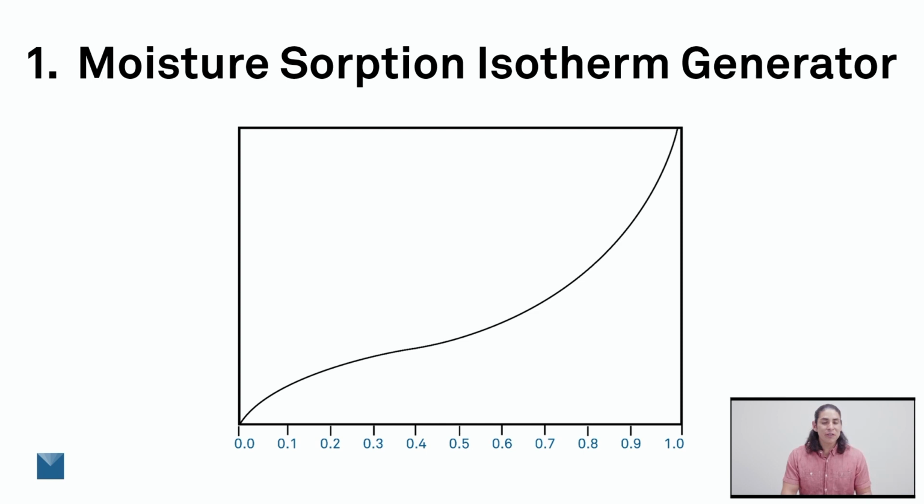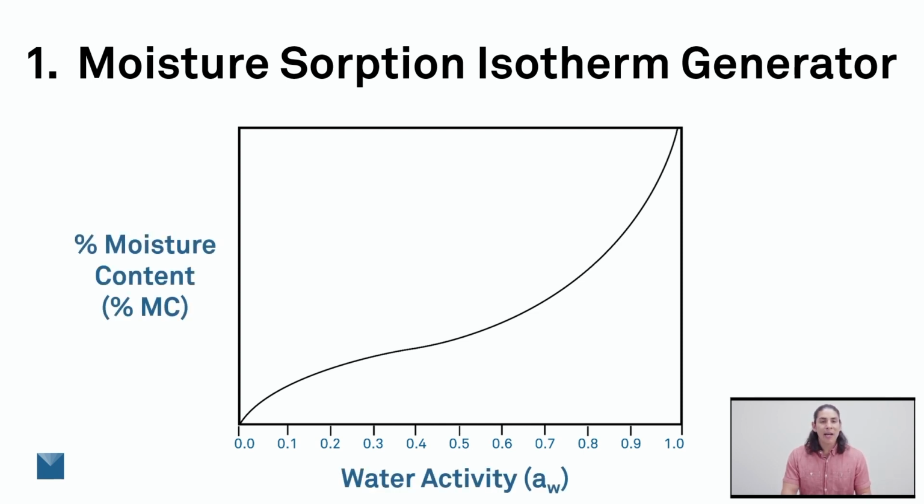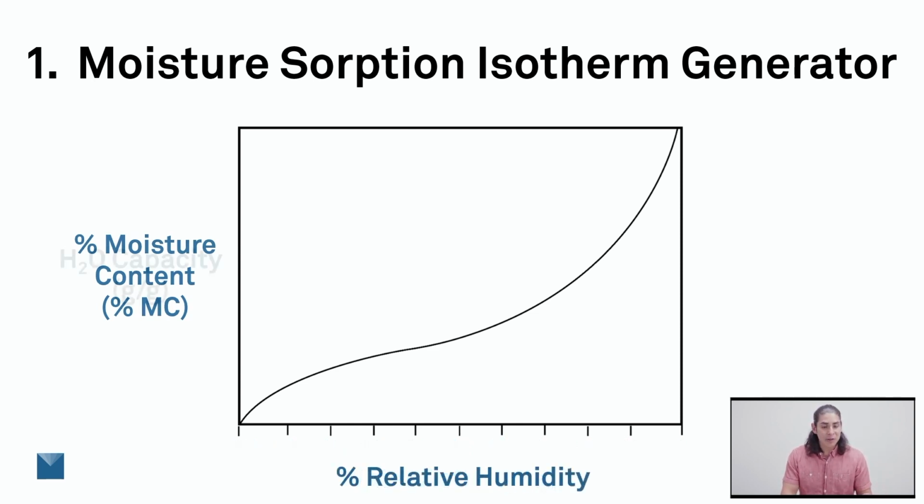So in the food industry, it's primarily used to look at the relationship between water activity and percent moisture content. In the pharmaceutical industry, it can also be used to look at percent relative humidity versus water capacity. And then for soils applications, we might change this y-axis to gravimetric water content.